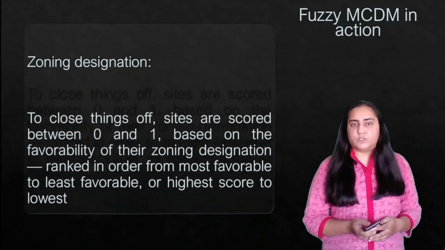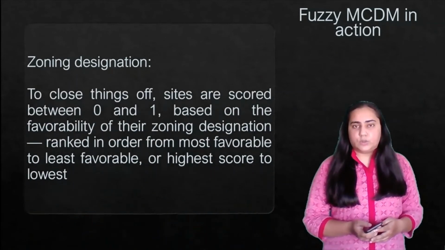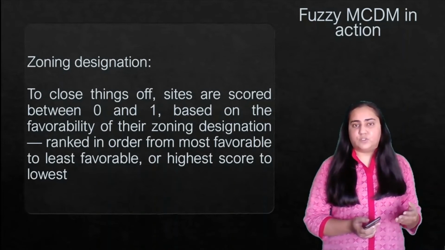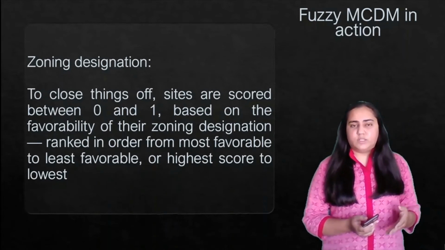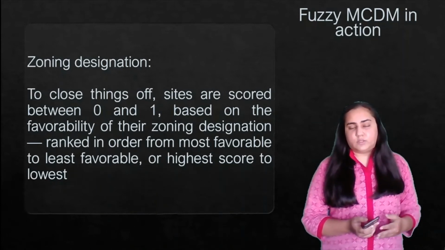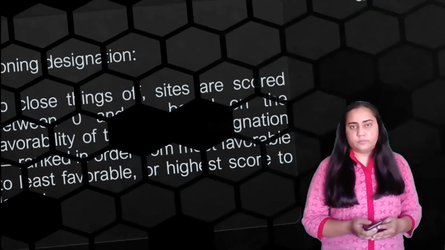And the last one was zoning designation. Sites are scored between 0 and 1 based on the favorability of their zoning designation, which is once again ranked from most favorable to least favorable, or highest score to lowest score.